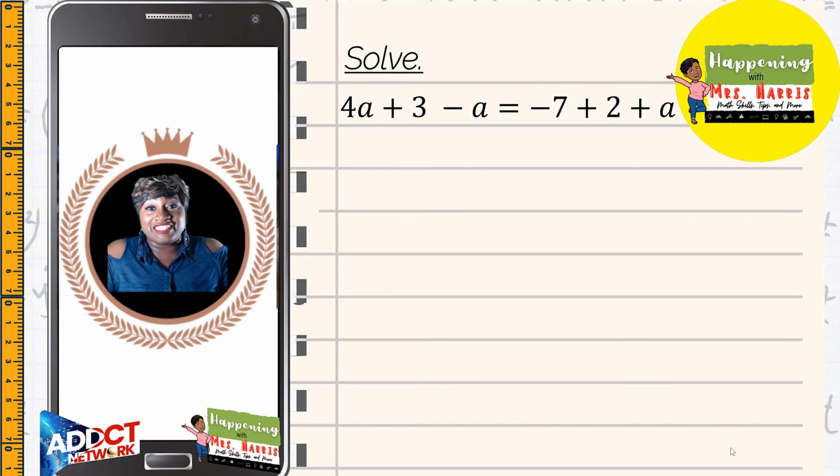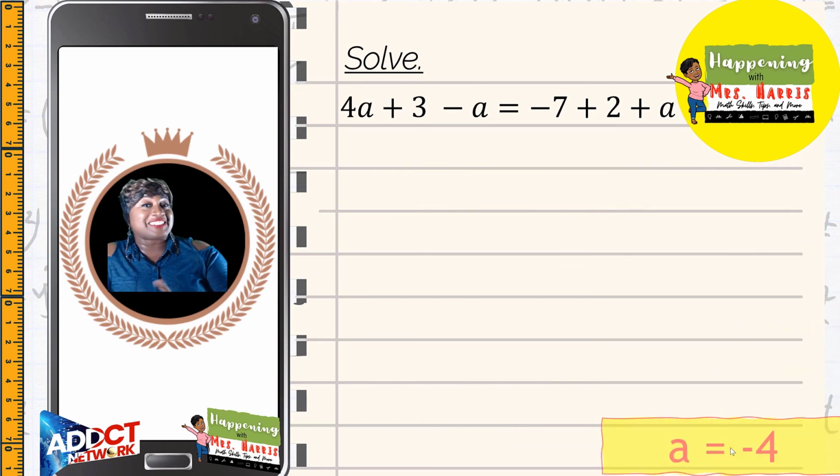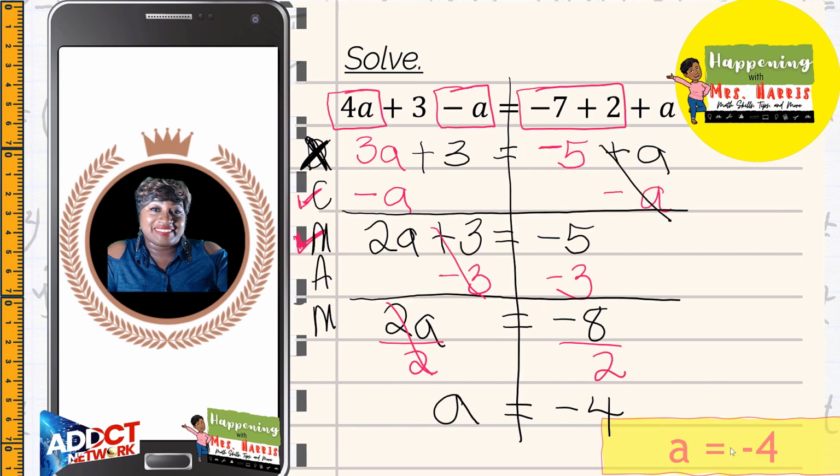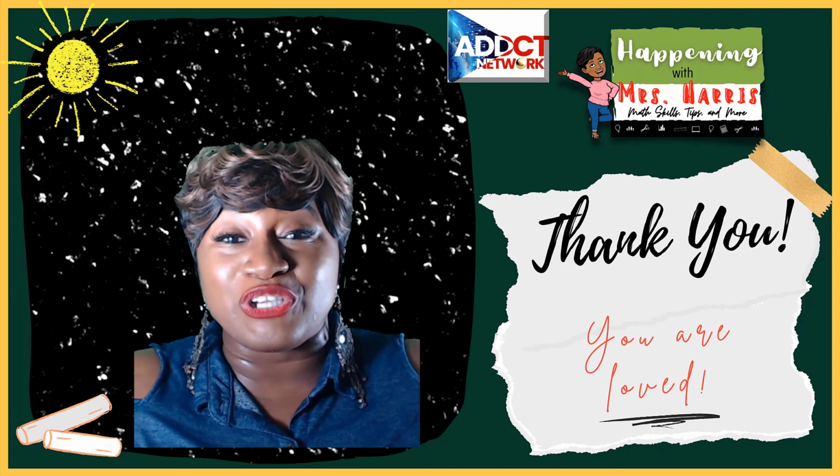All right, let's check our work. You should have been left with a equals -4. How did you do? Amazing! Yes, let's check our work. All right, how did you do?